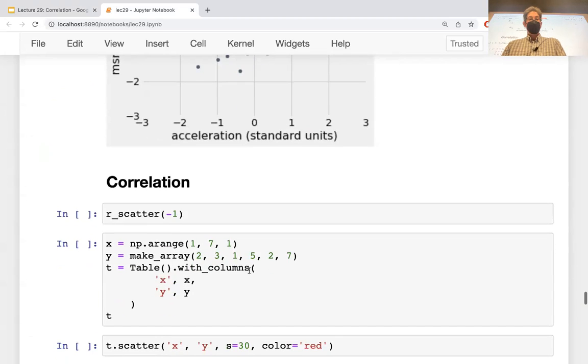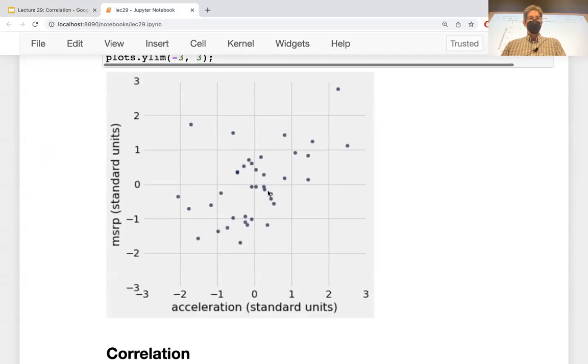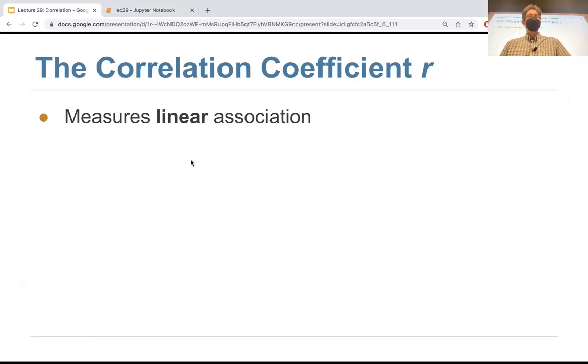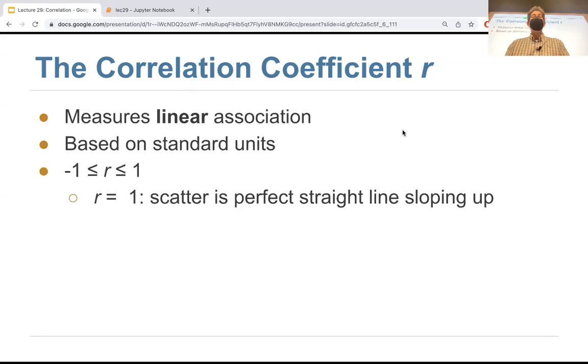Any scatter diagram, actually, I'll tell you about it first. Okay, so this measures linear association. It's based on standard units. So that's why we converted things into standard units, is that this notion of correlation is independent of the units in which you measure the data. And so if you switch things into standard units, then you can compute the correlation coefficient, which is a quantification of a linear association. R is always between -1 and 1.